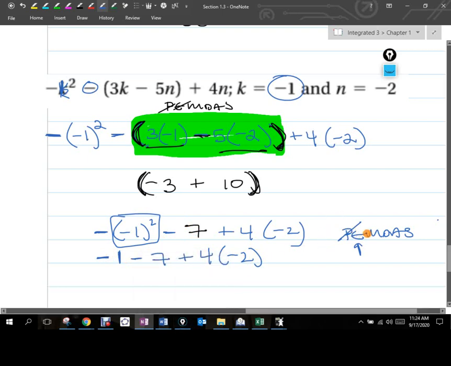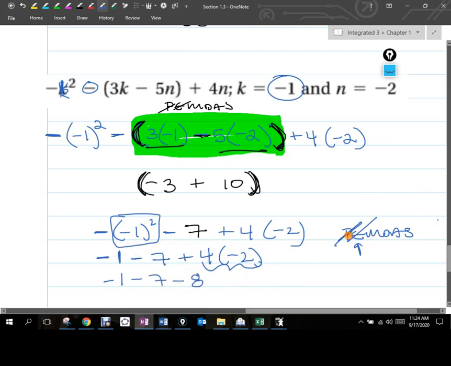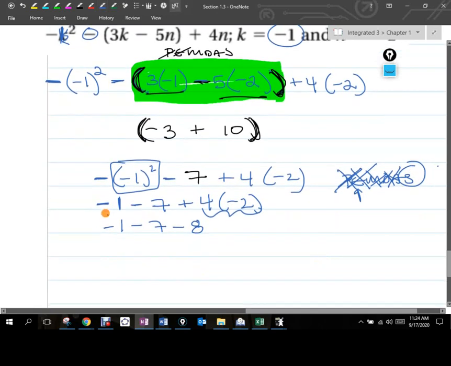Run through order of operations again. No more parentheses, no more exponents. Is there a multiplication existing here? So we get negative 1 minus 7. Multiplication here turns into negative 8, right? Go through order of operations again. No parentheses, no exponents, no more multiplication, no more division. There's no adding, but there is subtraction, right? And now, because it's all subtraction, I just go left to right. Negative 1 minus 7 is negative 8. Minus 8 again, negative 16.